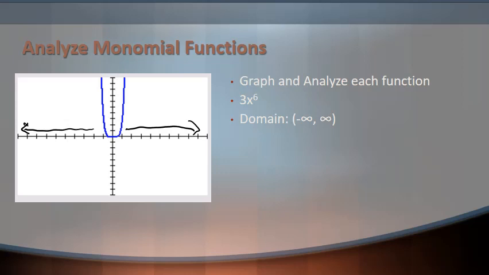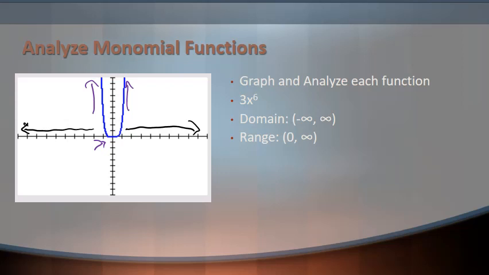Now, what about my range? Again, I'm looking at the graph, and the range being the y values. What do I see out of the y values? Well, I see that I've got a minimum right here at 0, and y then is going out to infinity. So my range in this particular function is 0 to infinity.